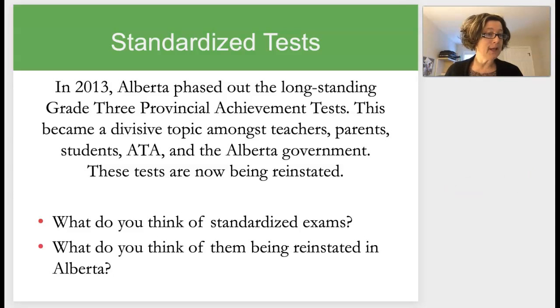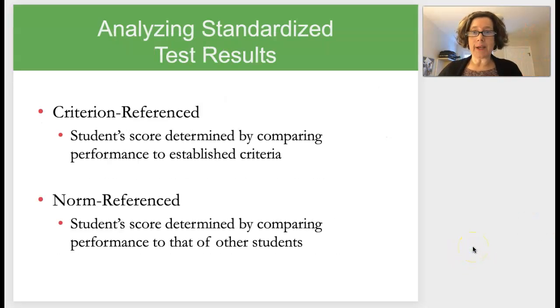Speaking of Canada, and specifically Alberta, in 2013, Alberta phased out the long-standing grade 3 provincial achievement tests. This became a divisive topic amongst teachers, parents, students, the ATA, and the Alberta government. These tests, pre-COVID, were being reinstated under our current government. So I want you to keep these as overarching questions: What do you think of standardized exams? Keep that spinning in your own head as you go through. And what do you think of them being reinstated in Alberta? We'll have a bit of a go with that, but just keep that in your mind.